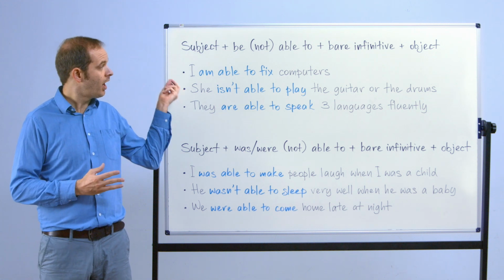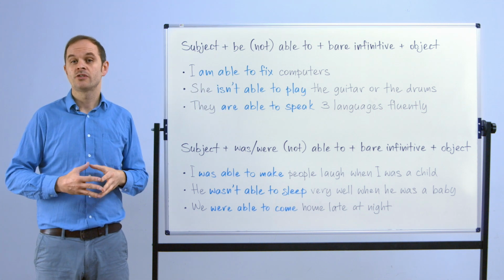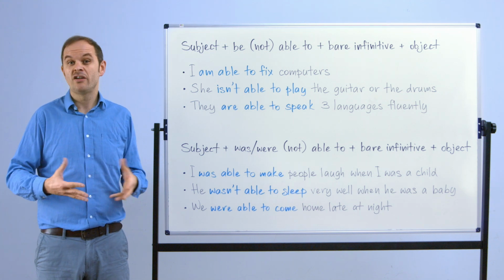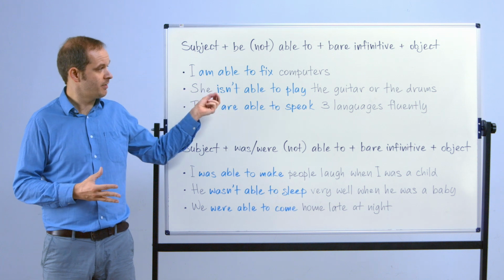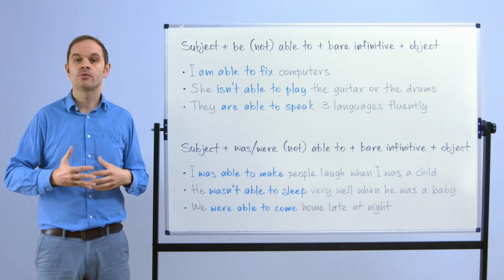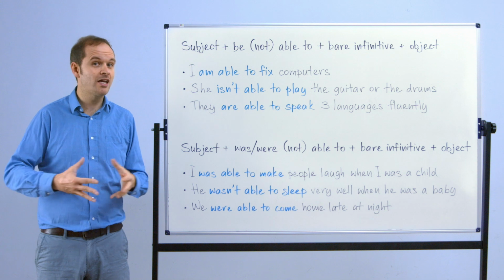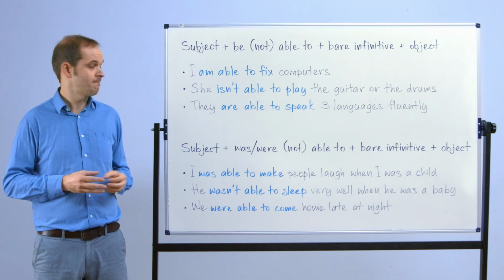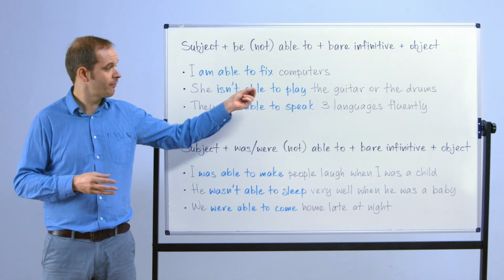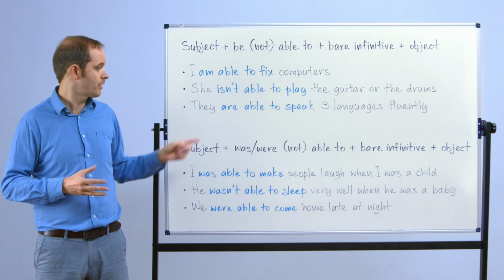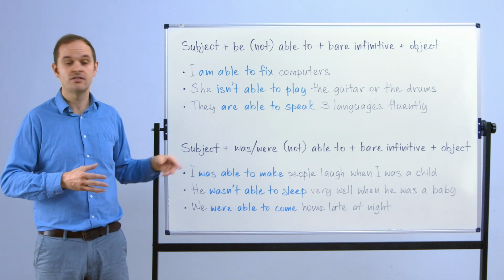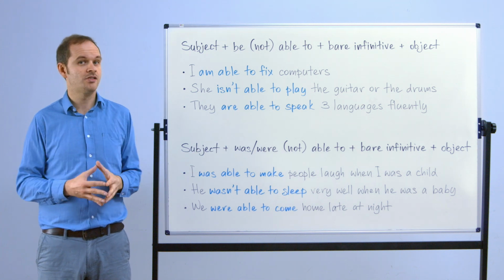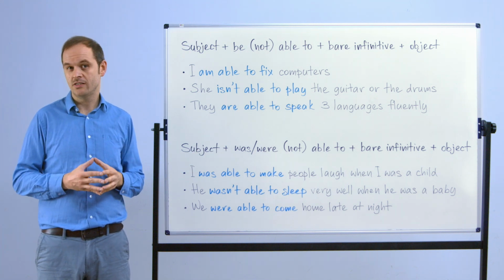For example, I am able to fix computers. So again, we're just expressing the ability, exactly the same as can, but in a different way. She isn't able to play the guitar or the drums. So again, here we're expressing what somebody isn't able to do. We've used the negative this time, about present abilities. They are able to speak 3 languages fluently. So again, because of the subjects of the sentence, it's not is, it's are this time, but the structure is very similar, able to speak, talking about present abilities.